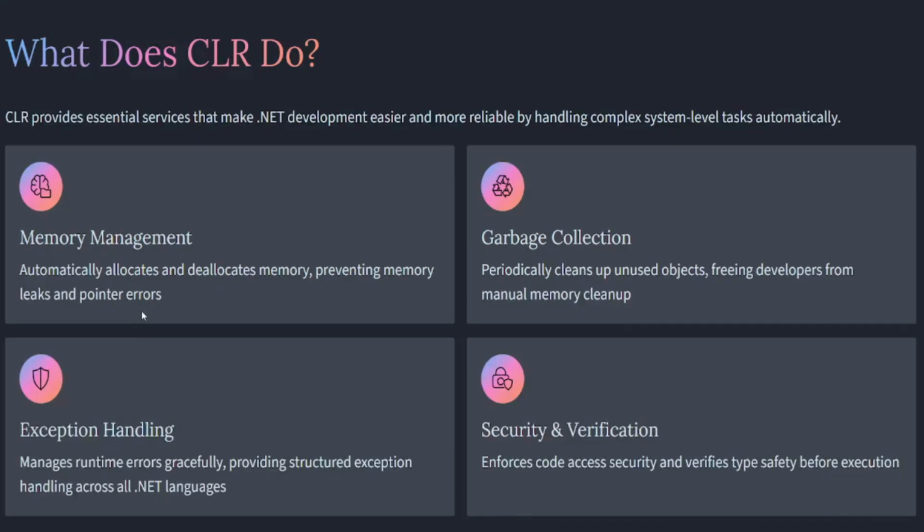Now, apart from running the code, CLR also does a lot of important work in the background. It handles memory management. That means it decides how memory is used while the program runs. And then we have garbage collection, which is a very useful feature. It automatically removes unused memory so that we don't have to worry about cleaning it manually. And it also takes care of exception handling. So if something goes wrong in the program, CLR helps us to manage those errors properly. So overall, CLR is doing a lot of things behind the scenes to make our application run smoothly and securely.